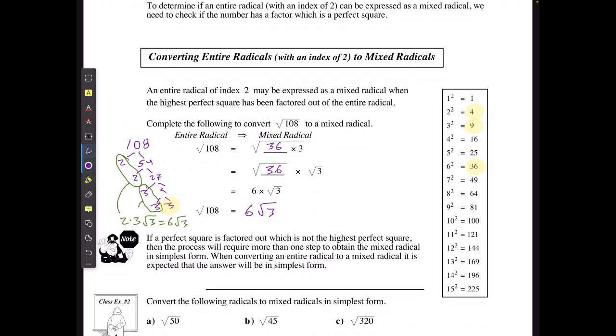Either of these two methods work, and both of them are enough to show your work. Don't just jump to the final answer, but show me how you split it up, or if you show me how you did a factoring tree, that's fine.